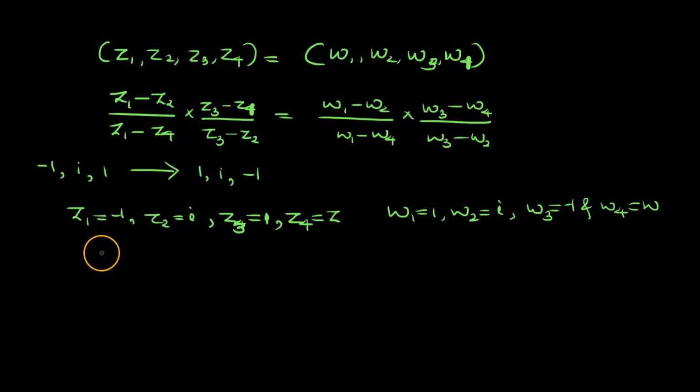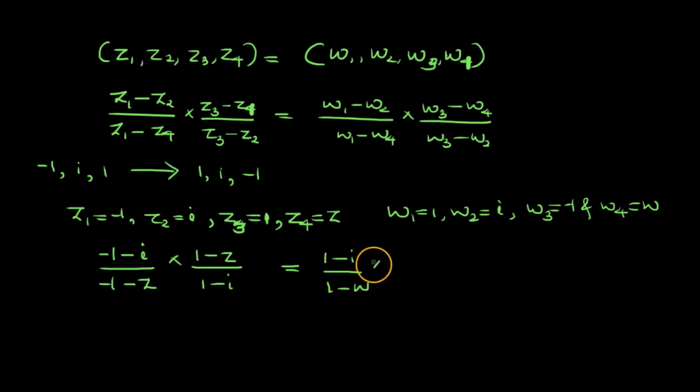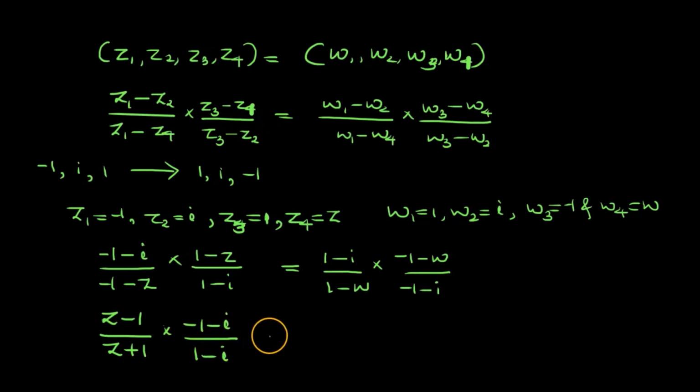Now using the formula of cross ratio, it is minus 1 minus I divided by minus 1 minus Z, into 1 minus Z divided by 1 minus I, which is equal to 1 minus I divided by 1 minus W, into minus 1 minus W divided by minus 1 minus I. Now let's take minus 1 outside from here, which is equal to Z minus 1. So minus 1 from this, which is Z plus 1, into minus 1 minus I divided by 1 minus I. This is equal to, also take minus 1 outside, so you get W plus 1 divided by W minus 1. Minus 1 from this and this cancel out, into 1 minus I divided by minus 1 minus I.